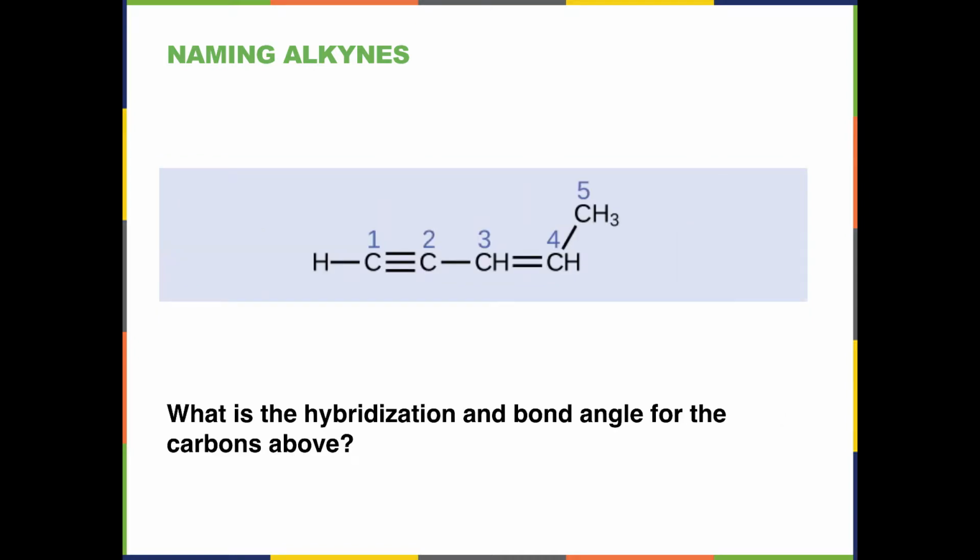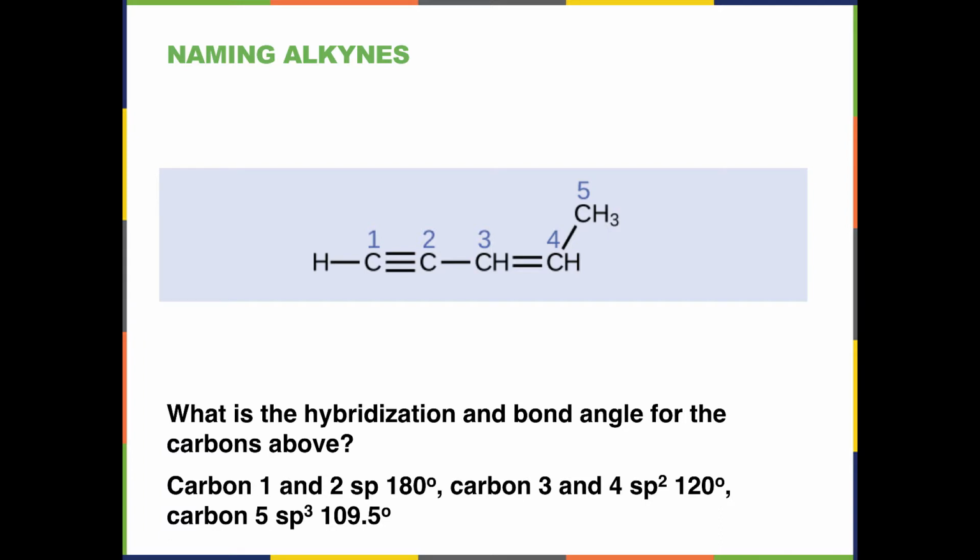So what is the hybridization and bond angle for the carbons above? Carbon 1 has got a triple bond, so it's sp with carbon 2, sp. It has sp2 with carbon 3, sp2 with carbon 4, sp3 with carbon 5. Carbons 1 and 2, sp, and it's 180 degrees. Carbons 3 and 4 are sp2, 120 degrees, and carbon 5 is sp3, 109.5 degrees. Now, I'm not going to ask you questions about bond angles in this group of lectures.